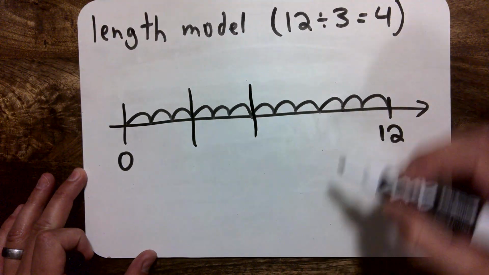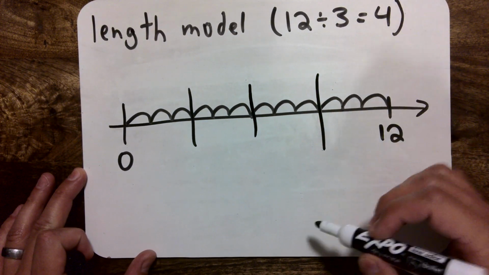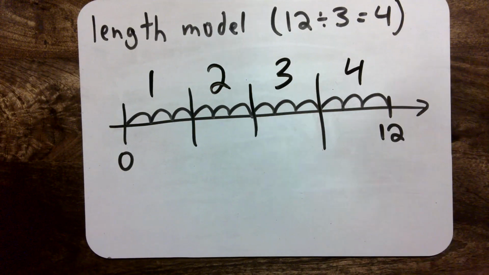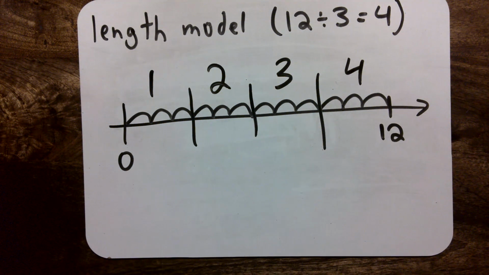And then a second length of 3, a third length of 3, and then there's our fourth. So this is our first group, second group, third group, and then fourth group. So those are 4 groups that have a length of 3 there. Here we're just breaking those into those measured amounts.